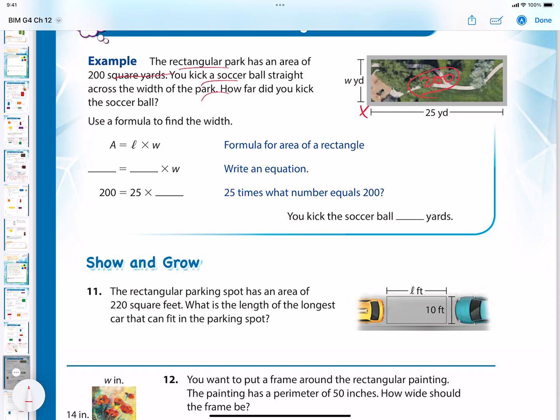Use the formula to find the width. Area is length times width. We know area is 200 square yards, okay? Width we don't know, but length we know, which is 25. 25 times one number is going to be 200. That's the question. We already know, 8, because 8 quarters make $2. That's it. So you kick the soccer ball 8 yards.